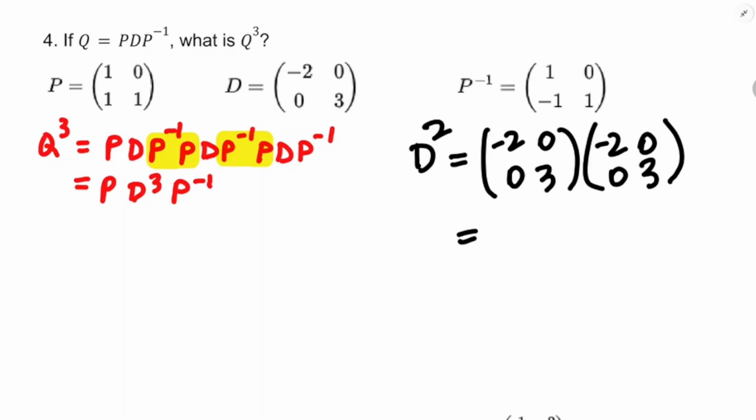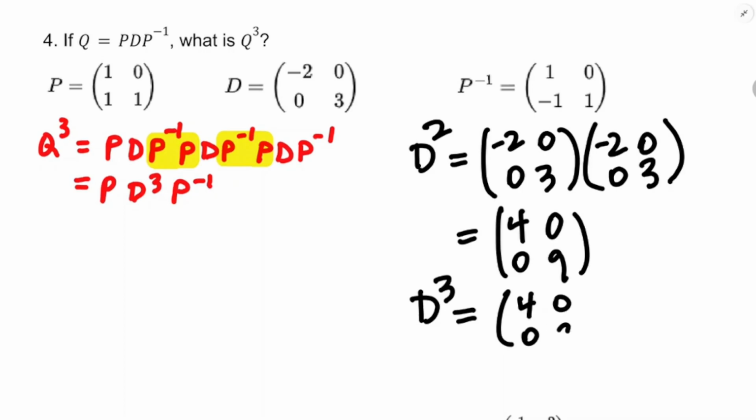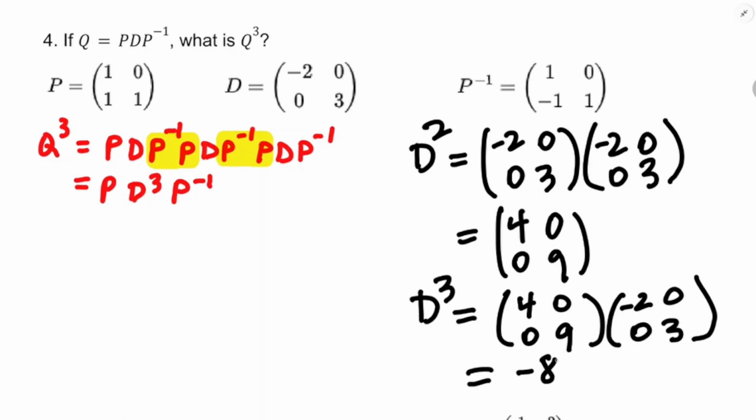Alright, so then I'm going to take negative 2 of the first column and none of the second column. So that's going to be 4 and 0. And then the second column will be 0 of the first column and 3 of the second column, so that's 0, 9. And then that means that D to the 3 will equal 4, 0, 0, 9 multiplied by negative 2, 0, 0, 3. Again, negative 2 of the first column and none of the second column. That'll be negative 8, 0, and 0 of the first column and 3 of the second column is 0 and 27.